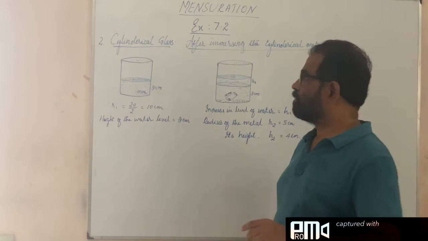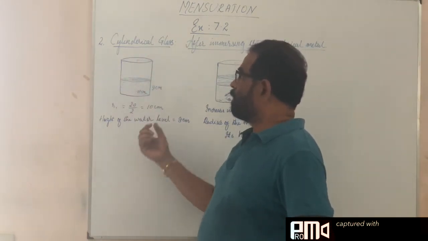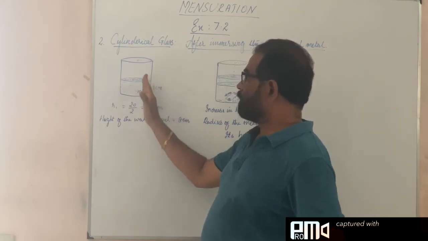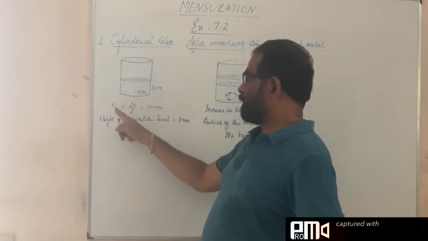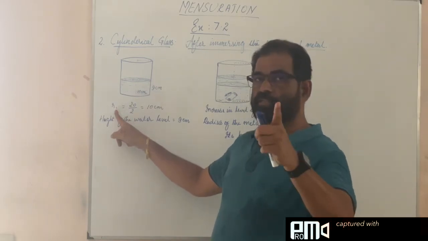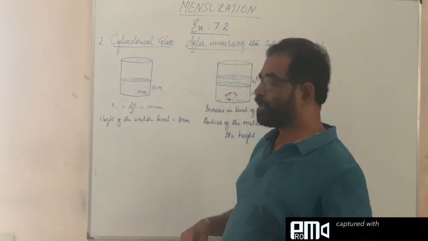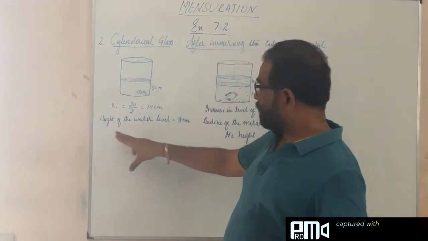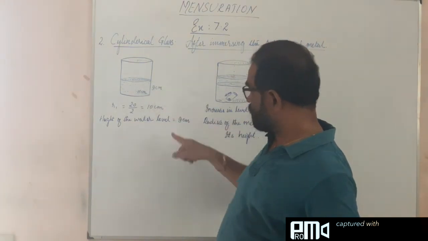Listen carefully to the question. Given a cylindrical glass to a height of 9 centimeter, it has some water. The radius of this cylindrical glass is taken as R1. The diameter is given, 20 centimeter. So its radius is 20 by 2, 10 centimeter. This is the height of the water level, not the height of the glass, okay? The height of the water level here is 9 centimeter.